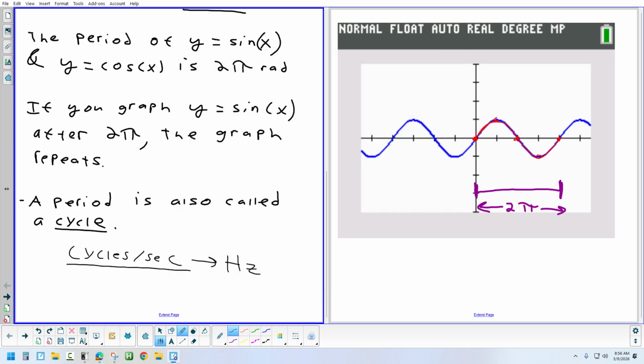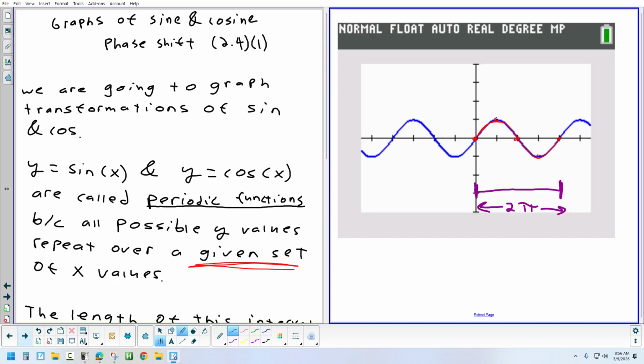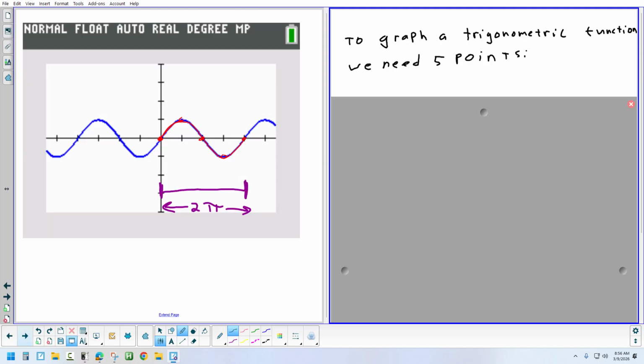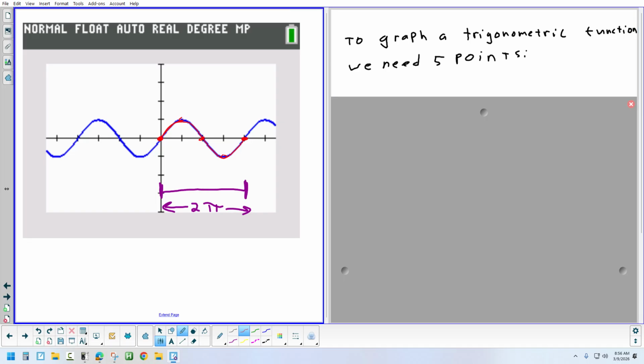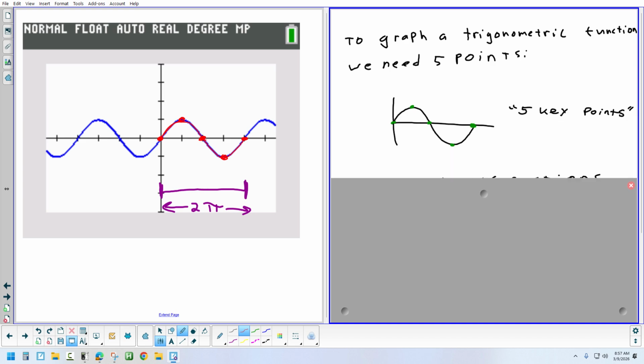All right. So period, cycles per second. I showed you this a little bit, but when you are graphing one of these functions, you need about 5 different points to make a good sketch. We do the one at the beginning, the end, the middle, the high, and the low. Those 5 points will give you a pretty good sketch of one cycle. I call those the 5 key points or the 5 important coordinates, whatever you want to call them.